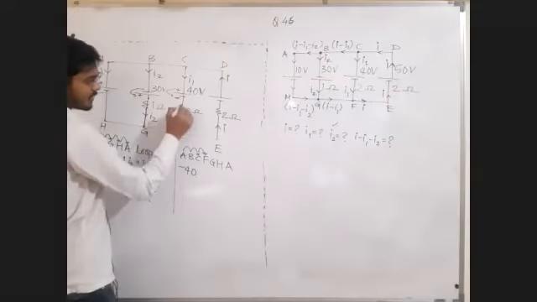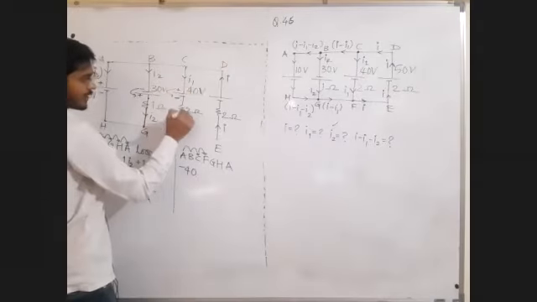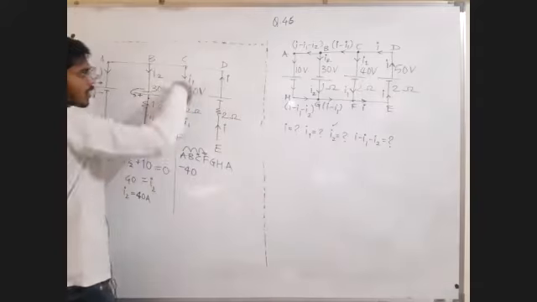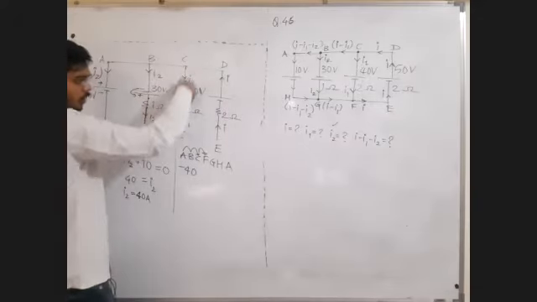Now there is a resistance while moving from C to F. Current is also from C to F, and I am also moving from C to F in the direction of current. If the tracing is in the direction of current, voltage is negative. In the direction of current, voltage is negative, so 2 into I1 is negative.